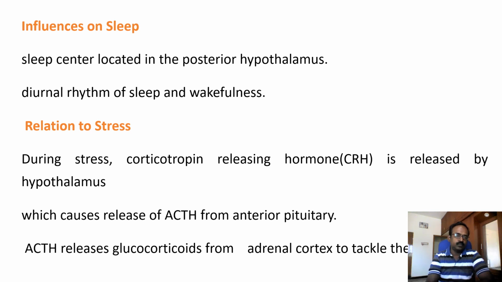Influences on sleep: the sleep center is located in the posterior hypothalamus. The suprachiasmatic nucleus of the hypothalamus produces the rhythmic pattern of sleep and wakefulness. In relation to stress, during stress, corticotrophin releasing hormone is released by the hypothalamus, which causes the release of adrenocorticotrophin hormone from the anterior pituitary. ACTH releases glucocorticoids from the adrenal cortex to tackle the stressful condition.